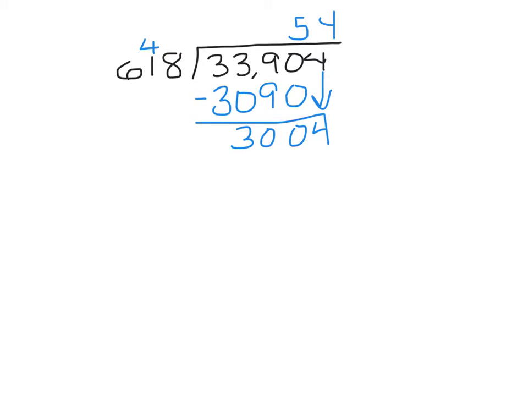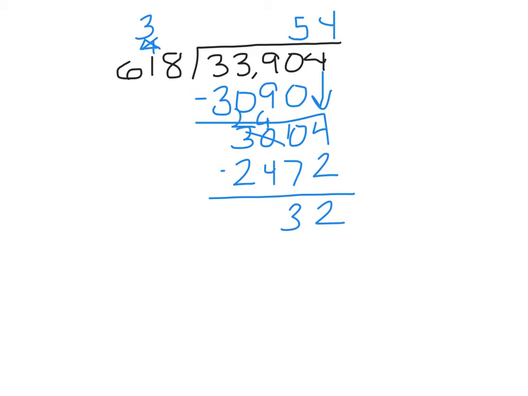So now I multiply. 4 times 8 is 32. Carry the 3. 4 times 1 is 4, plus 3 is 7. 4 times 6 is 24. And then I subtract. 10 minus 7 is 3. 9 minus 4 is 5. So 532 is my remainder. That's a big remainder, but we had a big number to work with.